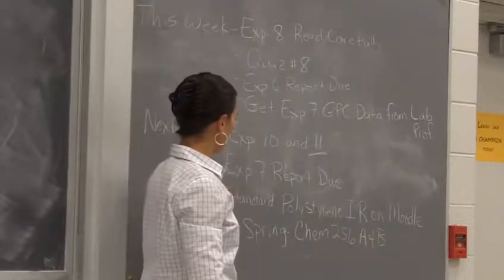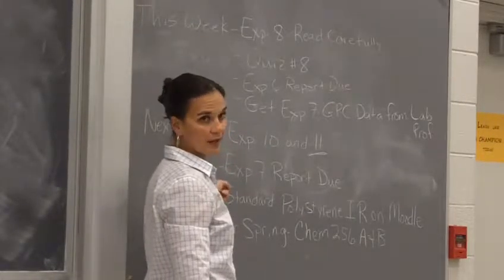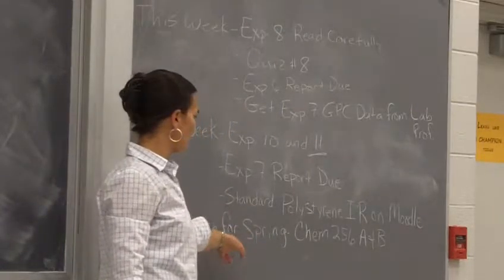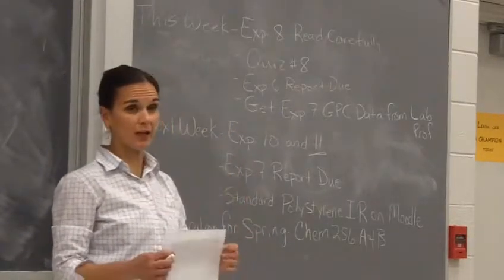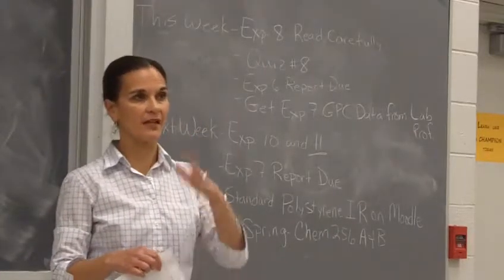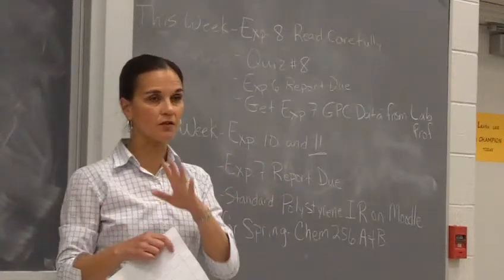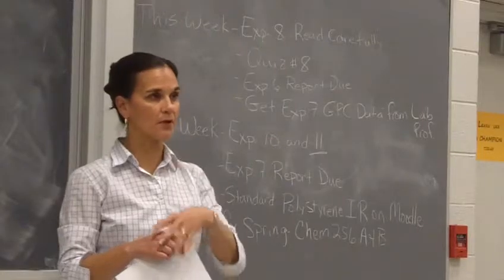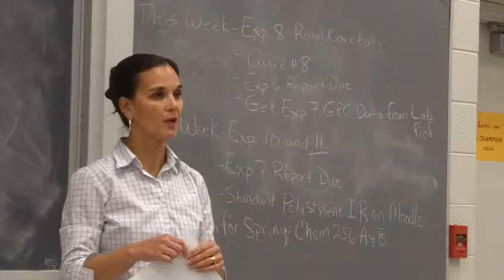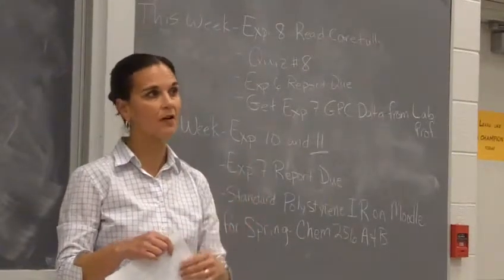And then I'll show you here in a second for your experiment 7 report, the standard polystyrene IR that is posted on Moodle. Before I show you that, a couple things about registration for the spring. For spring semester, 256, the second semester lab, is divided into 2 half-semester courses. The first half of the semester, most of you need to take because you need that credit of organic lab. So it will be more experiments out of the same lab manual that you have.